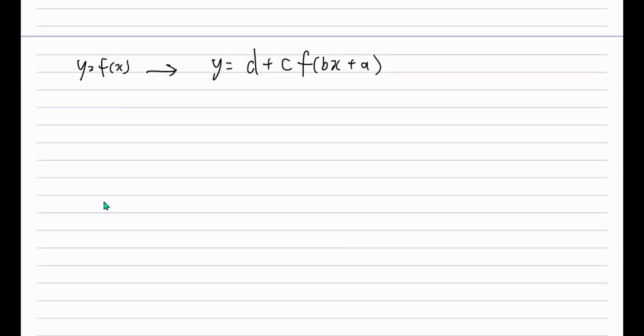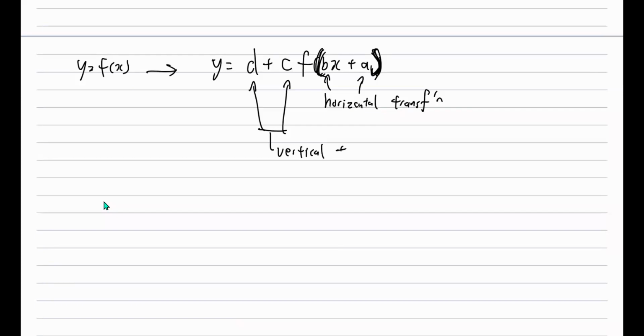The ones that are affecting the inside of this f of something are known as the horizontal transformations. The d and the c are known as the vertical transformations. I'm just going to use the short form.